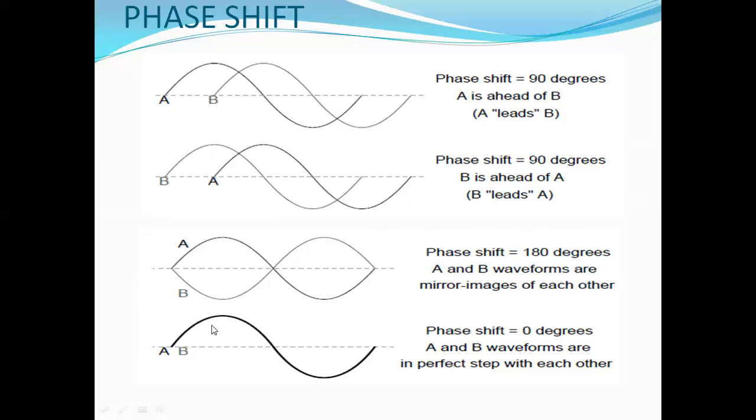Now in the fourth figure, if you observe, waveforms A and B both coincide with each other. So the phase shift between A and B is 0 degrees. A and B waveforms are in perfect step with each other. That's why the phase angle of both waveforms is 0 degrees, and the phase shift between them is again 0 degrees. There is no difference in the phase angle. That's why they are coinciding with each other, and we can say that A and B are in phase with each other.